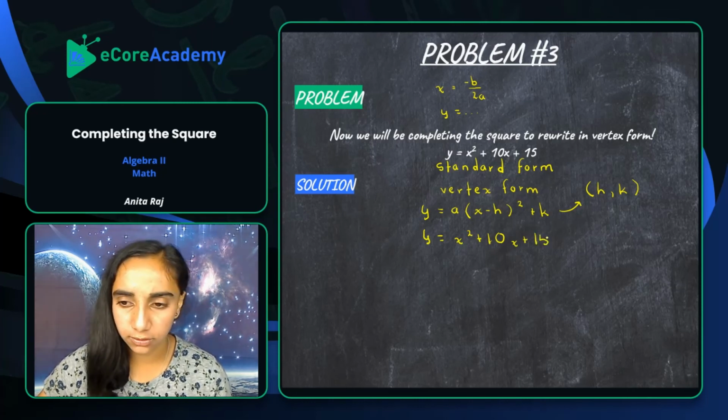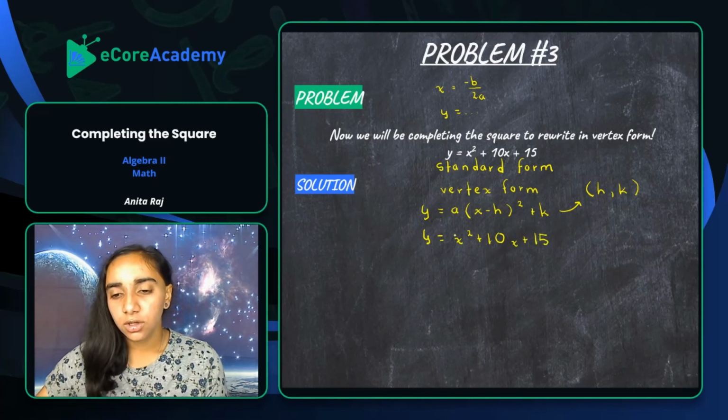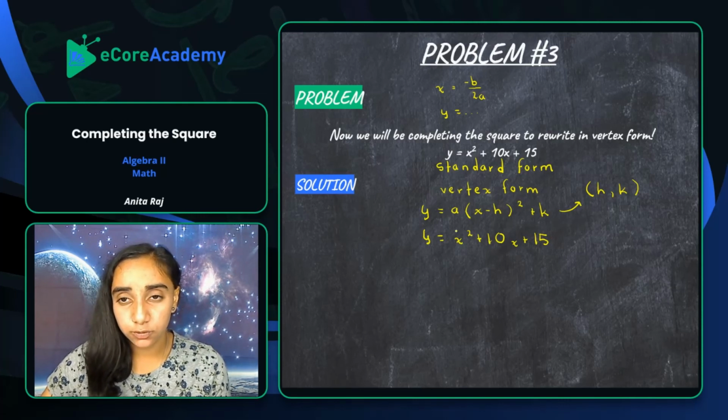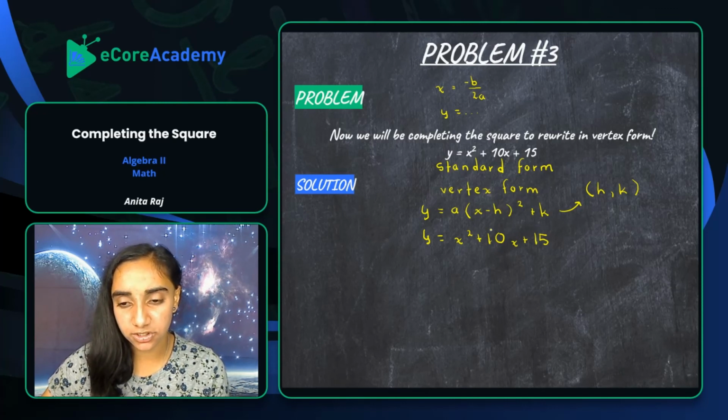So what do we want to do now? Well, we already see that our a value is equal to 1, so we don't have to divide by a. That means we need to get rid of 15 on this side of the equation. Therefore, we're going to subtract 15 from both sides of the equation.